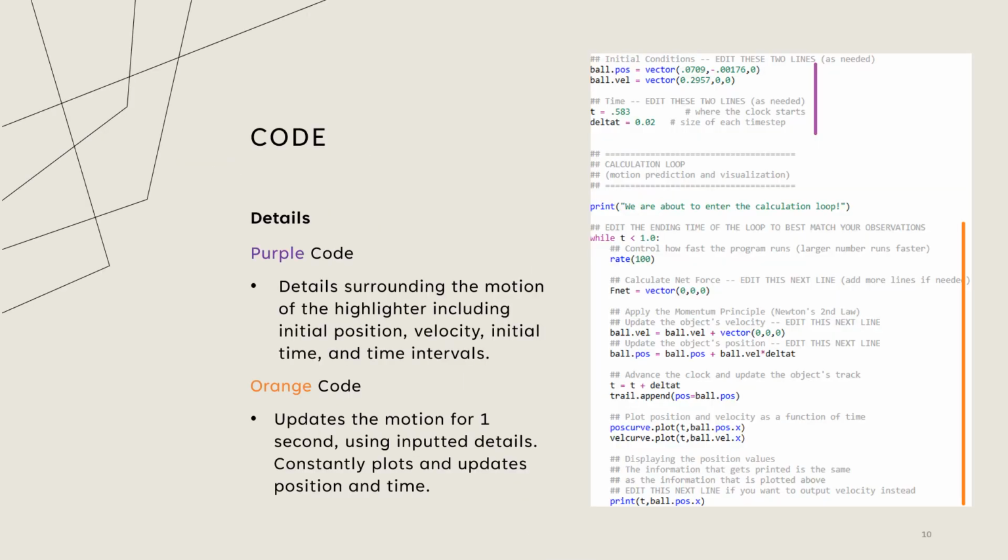Here we see what I consider to be the most important part of the code. I split it up into two parts so that it's easier to digest. The purple part on the top is basically details about the motion of the highlighter: the initial position, velocity, initial time, and time intervals. And the orange code is essentially just updating the position for a second, around, I'd say, 25 times. And you can see there F net is 0, so the velocity will be constant.